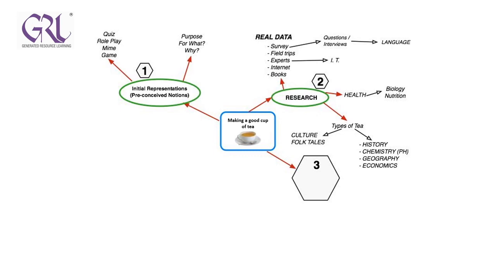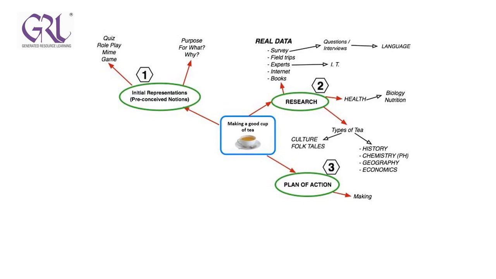Now, let's go to the third stage. The third stage is a plan of action because children now need to plan how are they going to be making the cup of tea. In the making of the tea now, they would have to think about the cost. Obviously, when they're deciding to do that, they will have a lot of mathematical competencies, which may be proportions and measures and calculations which are going to come in.